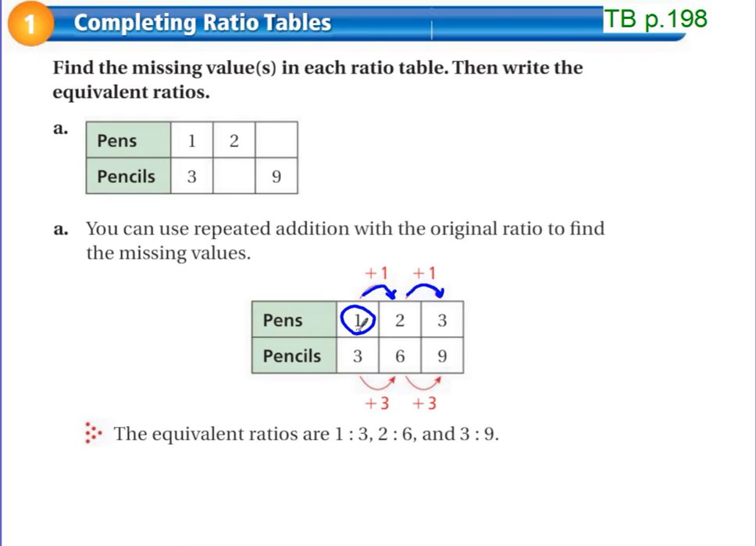If we are using repeated addition or repeated subtraction, you have to take a look at each individual number. So if I take a look at pencils, my original ratio is 1 to 3. So in order to make another equivalent ratio, I have to add another 3. To make another equivalent ratio, I just keep adding 3. So that's repeated addition. For this example, the numbers that you're repeating are the same for just the pens and just the pencils. The pens and pencils have a different number that you need to add.